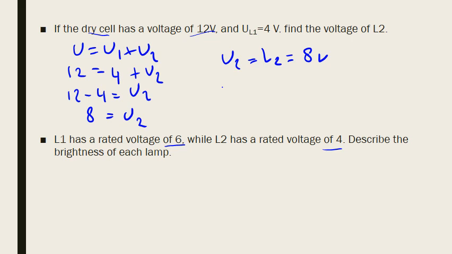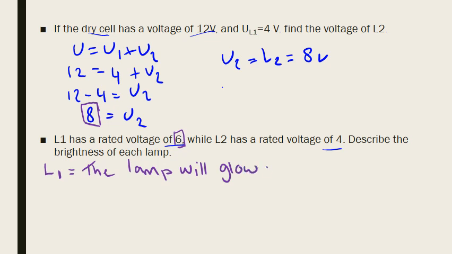Now it says L1 has a rated voltage of 6, while L2 has a rated voltage of 4. Describe the brightness of each lamp. Now, let's concentrate on L1. It has a rated voltage of 6. However, it's receiving from the battery a voltage of 8. Now, 6 and 8 is not that far from each other, so it will glow normally. So for L1, the lamp will glow normally.